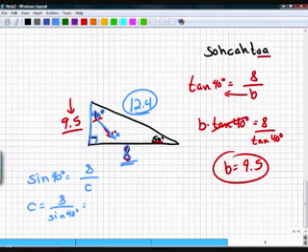Smaller angle, smaller side, a little bit bigger angle, a little bit bigger side. And the hypotenuse should always be bigger than either one of your other sides. So we solved it. There's all the missing sides and all the missing angles of your triangle. Let's do one more of these.